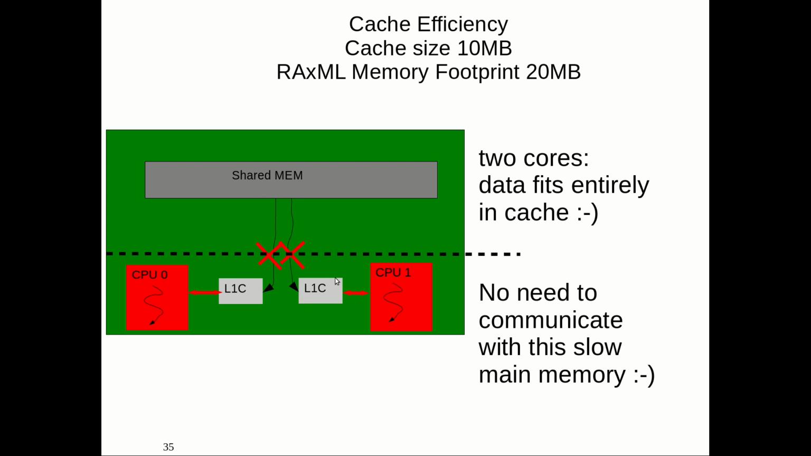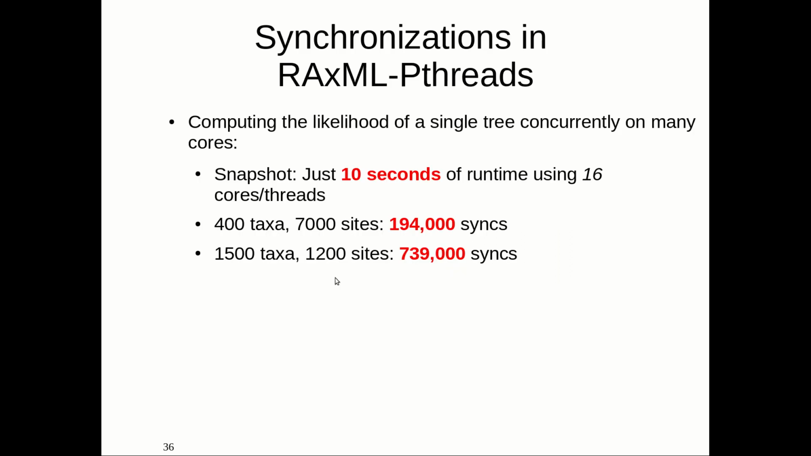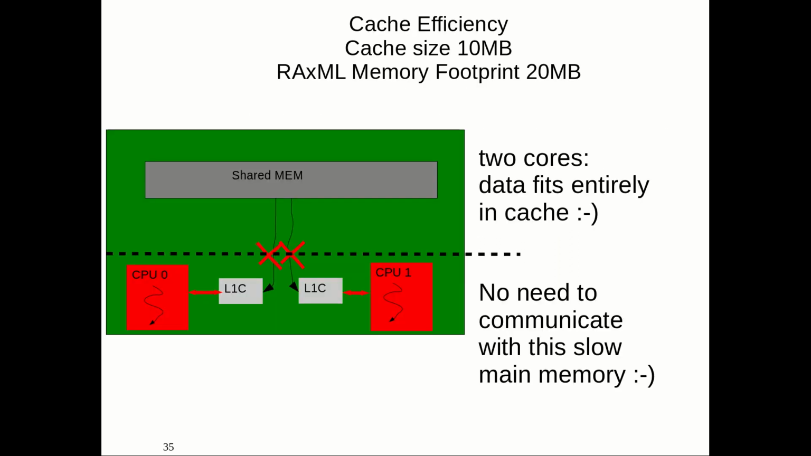And so this is great because there's no need to communicate with the slow main memory. And this means that our parallel program may even run twice as fast as a sequential program, just because we are doing fewer memory accesses to the slow and large main memory.